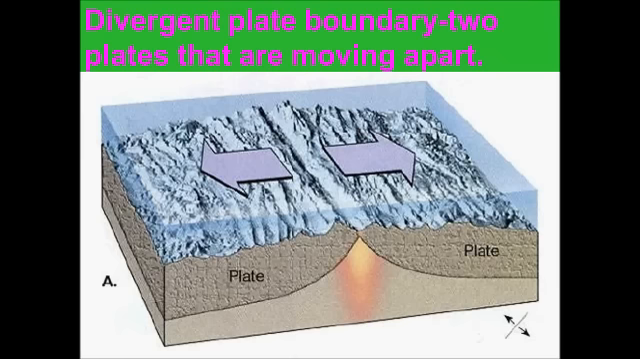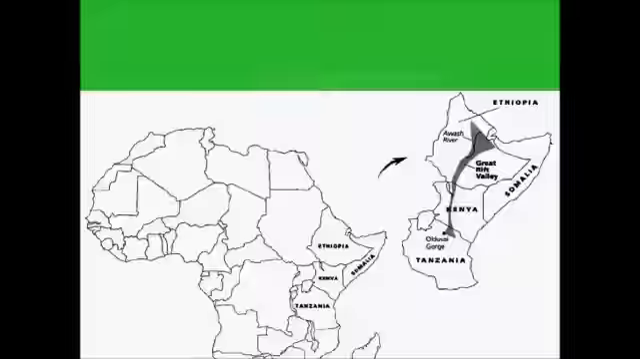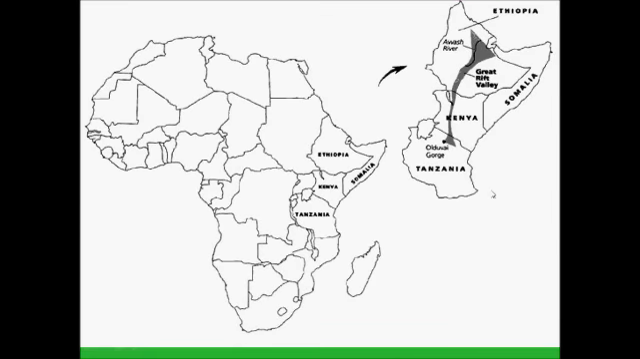Okay, we're going to move on to the next slide. This is an example of a diverging plate. Africa is right here, and on the eastern portion of Africa, in Tanzania, Kenya, Ethiopia, and Somalia, it is eventually going to be separated by a divergent plate. It's actually being pulled apart, and the eastern portion of Africa is going to separate away, forming possibly a new ocean in millions of years from now.